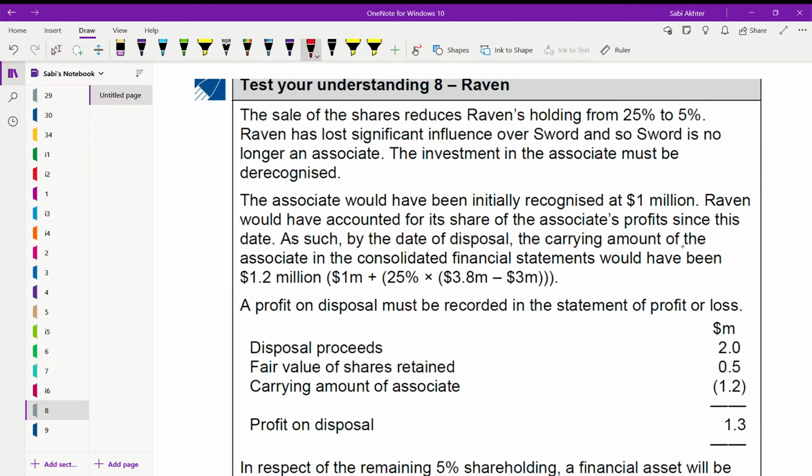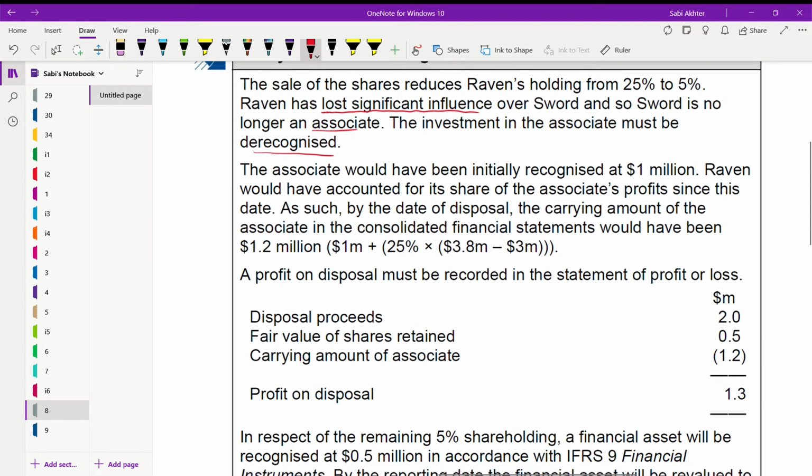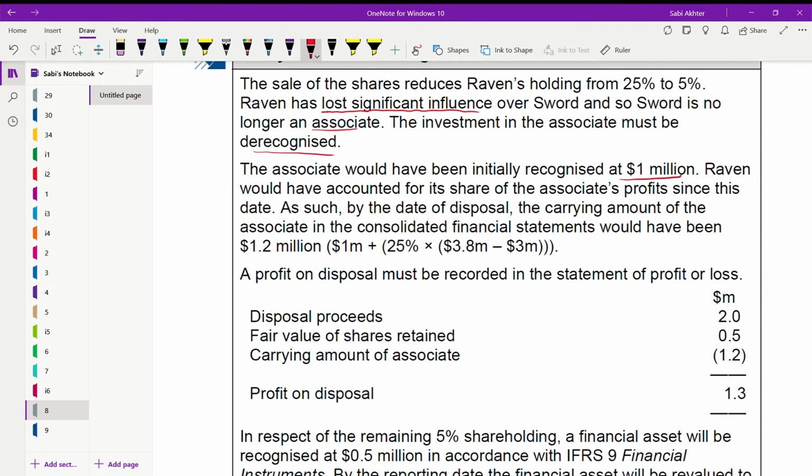So this means there's a loss of significant influence. You cannot say loss of control because he didn't have control initially either. At 25% also there was no control. This is loss of significant influence, so he's no longer an associate. That's why you have to de-recognize this associate. The associate is initially recognized at 1 million. Now you have to de-recognize it, and also the associate's profit.